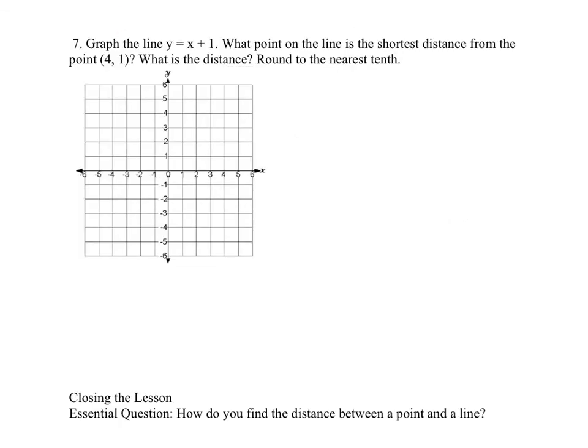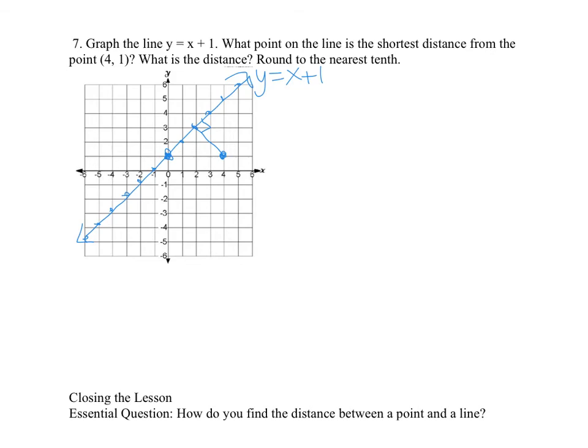And then the last one, we're going to graph the line y equals x plus 1. Start at 1. It goes up 1 over 1. Slope. So there's y equals x plus 1. The point 4, 1. And you want perpendicular distance.